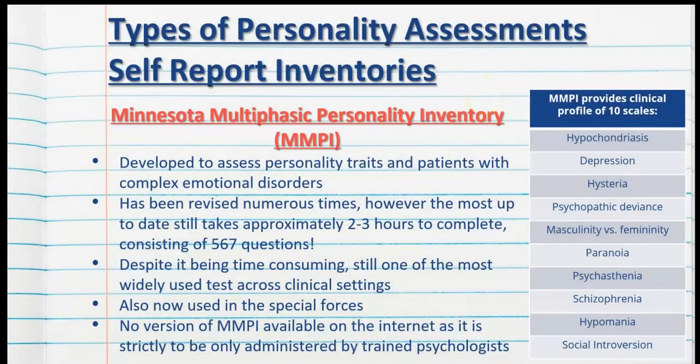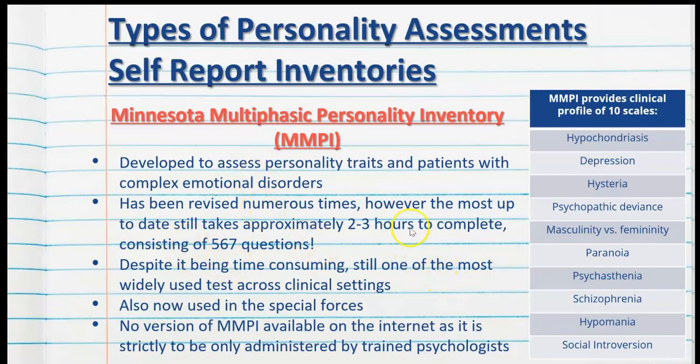Now, then we have the MMPI. So this is the Minnesota Multiphasic Personality Inventory. So this one is much more official and can only be administered by health professionals. So it was developed to assess personality traits in patients with complex emotional disorders, and it is still used today for this purpose. It has been revised numerous times over the years. However, the most up-to-date still takes between 2 to 3 hours at a time to complete, and it consists of 567 questions. So it is very in-depth and very time-consuming.